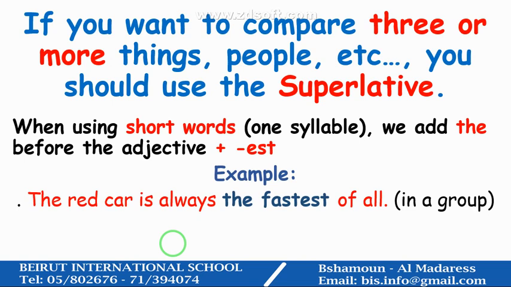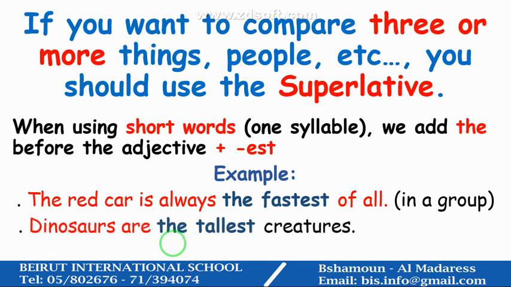Here we're comparing a group of cars of different colors, and we are saying that the red car is always the fastest of all. So I have to add the before the adjective, and I have to add est to the adjective fast because it's a short word. Let's have another example. Dinosaurs are the tallest creatures. Here I'm comparing many creatures. So I have to use the superlative form. I have to add the before the adjective and I have to add est to the adjective tall.